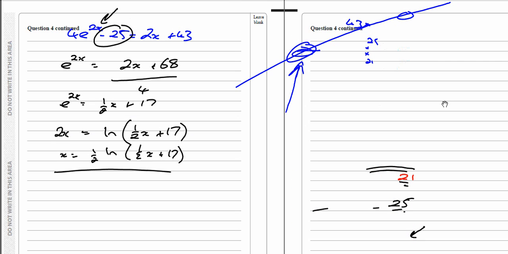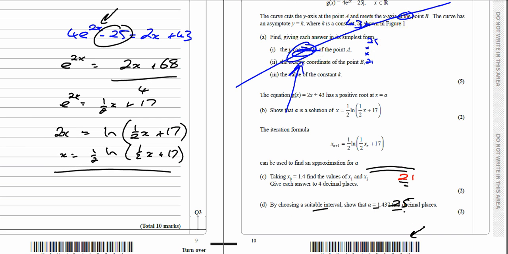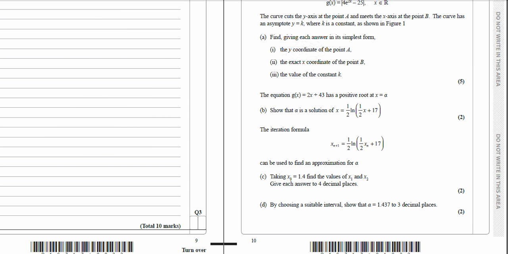And now it says, so we've got that as an iteration formula. Taking x0 as 1.4, find the values of x1 and x2. So what we do is we just simply substitute in x0 into our formula there to get x1. So x0 is 1.4. Put 1.4 into your calculator and see what you get. And doing that on the calculator, you should get 1.4368 if you round to 4 decimal places as they've asked you to do.